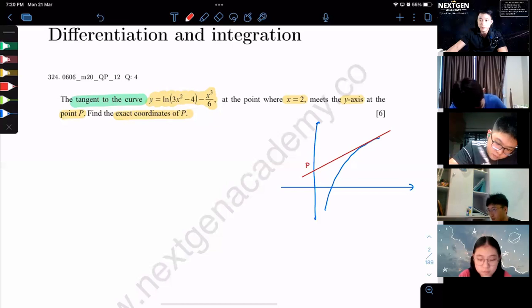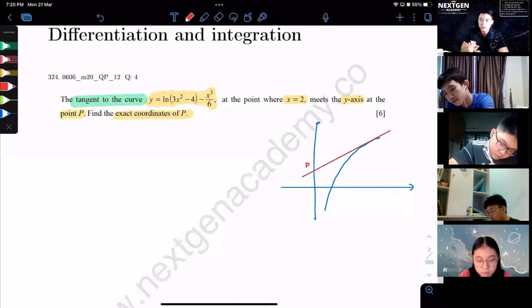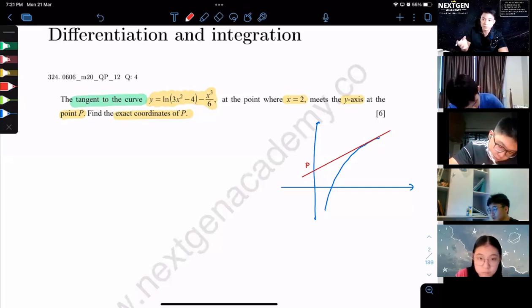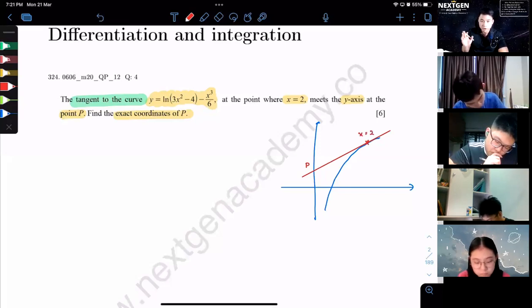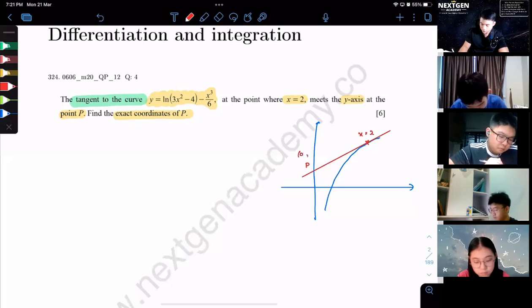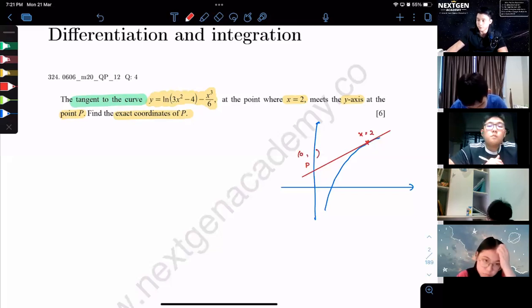What do we know about point P at the y-axis? Every time we find anything, regardless of the chapter, with the x-axis and y-axis, you have your x-intercept or y-intercept. For the x-intercept, y equals 0. For the y-intercept, x equals 0. They say the tangent meets the curve at the point where x equals 2. So I need to write down whatever information I have first. I know point P also has x equal to 0. So these are some of the known facts.